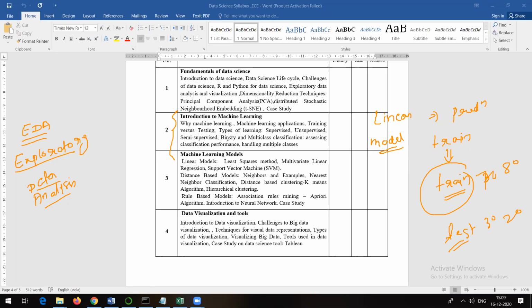In case of binary class classification, you have two classes. In case of multiple class classification, you have multiple classes. Talking about supervised and unsupervised learning, I have given you examples of supervised learning. Whenever we talk about supervised learning, I told you that the data is labeled. In case of unsupervised learning, the data is unlabeled. Remember all these points regarding this second unit.